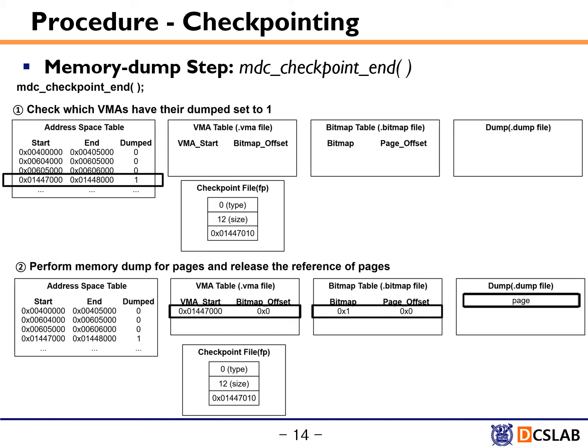As soon as we finish the memory dump of 64 pages, we return these pages to the OS using the madvise system call. Then we finally close the opened files. For restoring, we can read the address of the object from the checkpoint file first and find the file offset at which the target object is located while walking the VMA table and bitmap table.